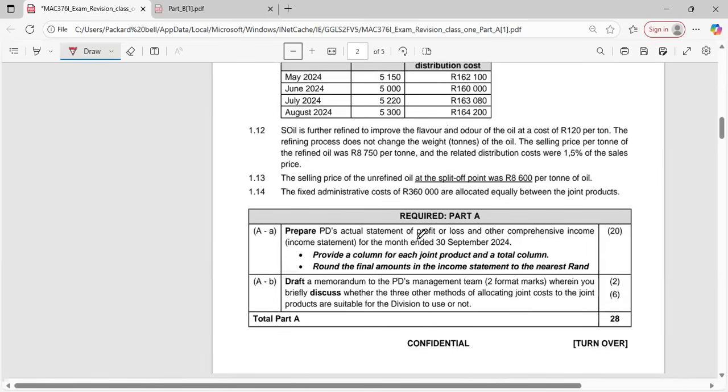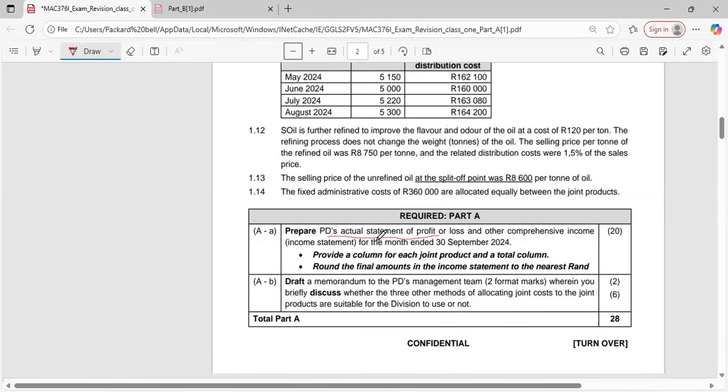So our question is, prepare PD's actual statement of profit or loss and other comprehensive income for the month ended 30 September 2024. So here we are required to prepare the actual. If they say actual, it means you are going to look for actual information. If they say budgeted, it means you have to look for budgeted information. That's another key area that we should be careful of when we are answering our question.